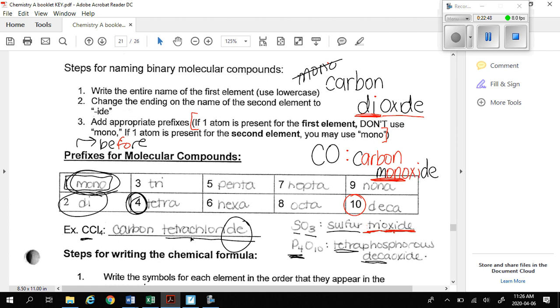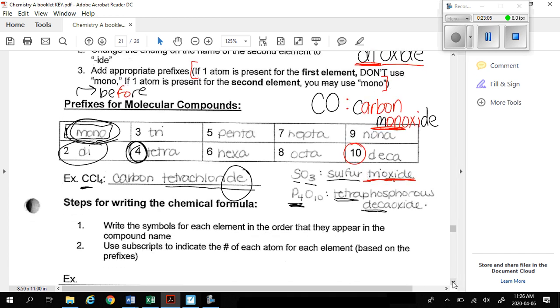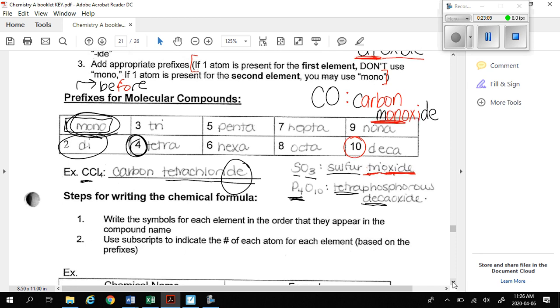All right. So steps for writing the chemical formula. I usually find molecular formulas easier than ionic, because you just have to look for those prefixes to figure out how many of things there are. So write the symbols for each element in the order that they appear in the compound name. Use subscripts to indicate the number of each atom for each element based on the prefixes.